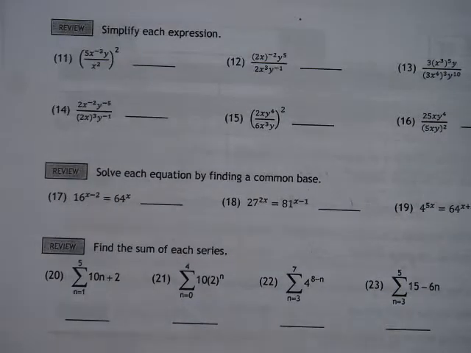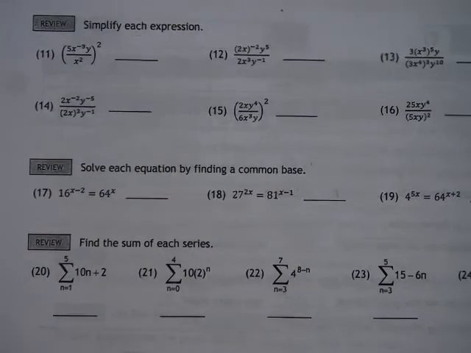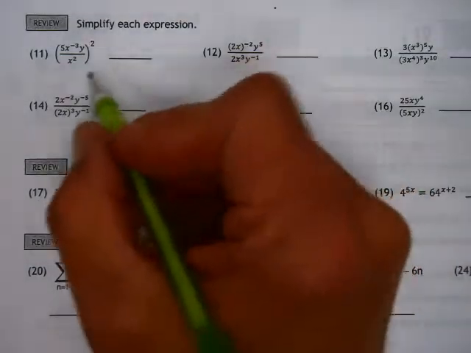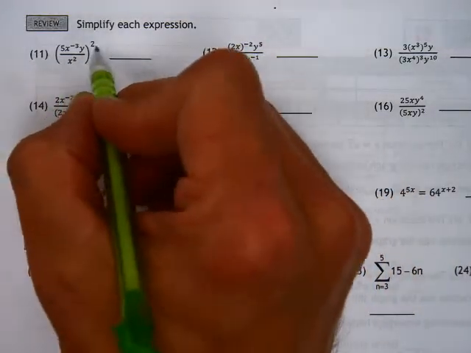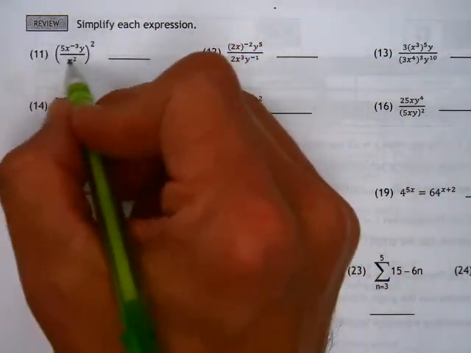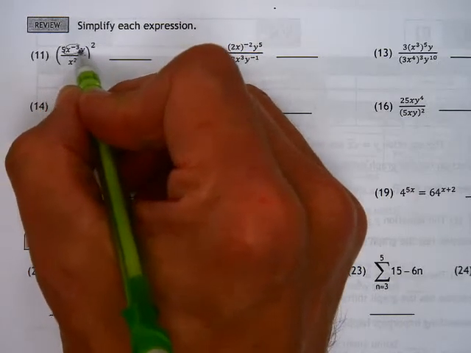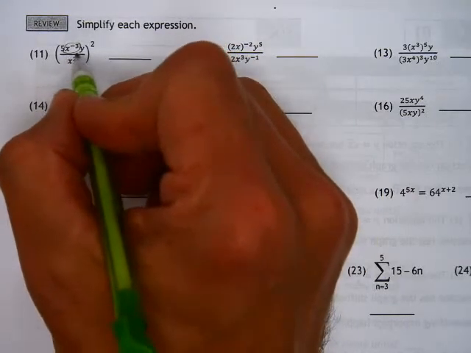I'm going to pick a couple of these here. I'm probably not going to do all of them. But let's start here. You can square everything, but you can also simplify the insides. Anytime you have a negative exponent, it means it's in the wrong part of the fraction.